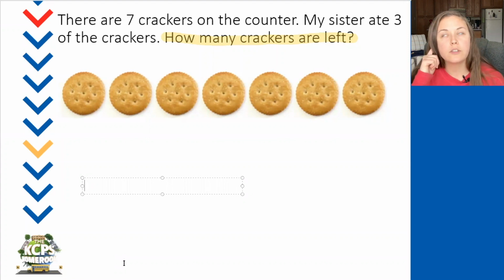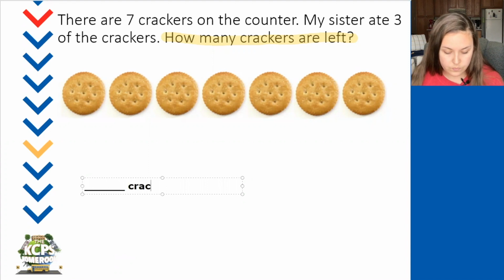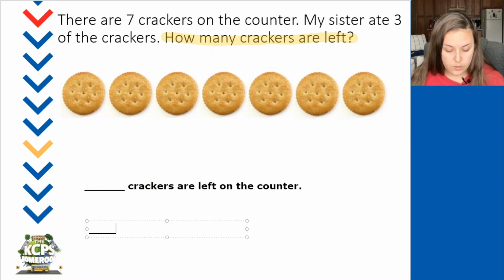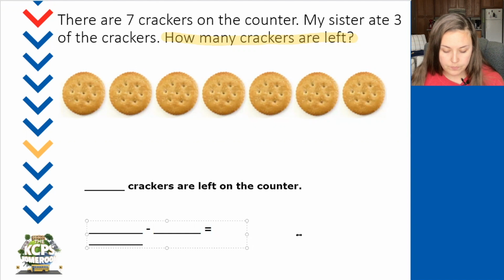So when we're writing our answer statement, our answer has to match. So how many crackers are left? If I'm going to answer that question, I'm going to say, some crackers are left on the counter. So we are leaving a blank at the start. And we're just writing the sentence, some crackers are left on the counter. We're also going to write a number sentence, so I'm going to put that down here as well. So the total minus the number we're taking away equals the crackers that are left on the counter.